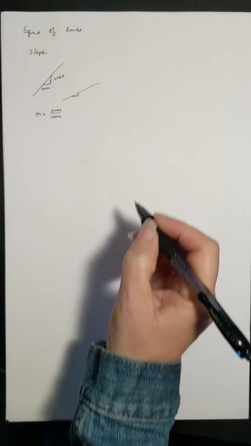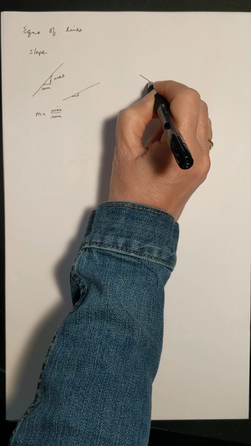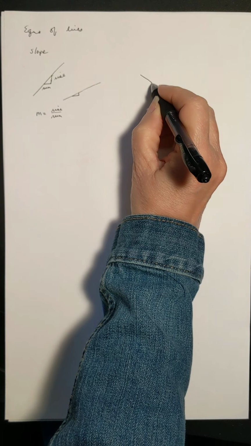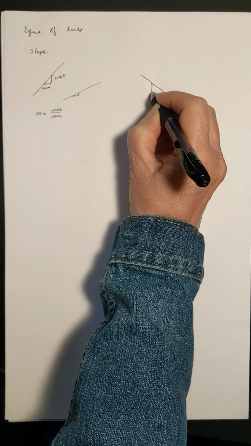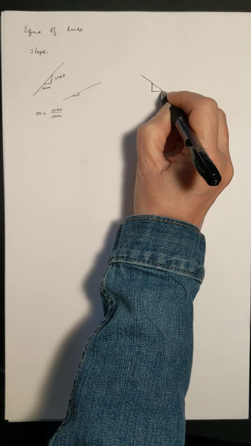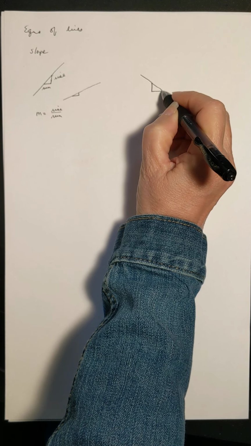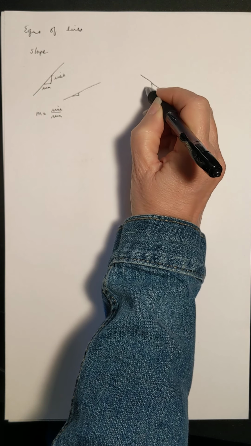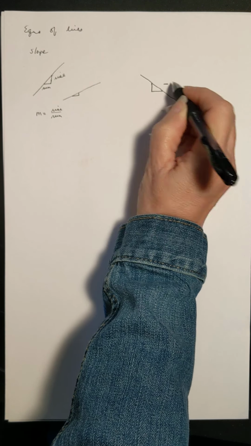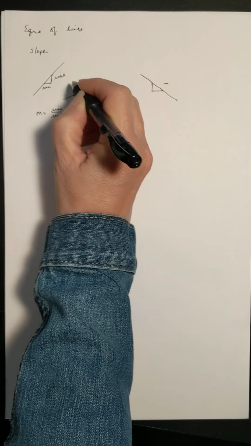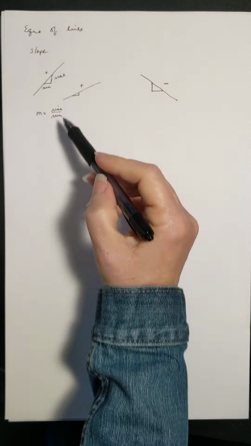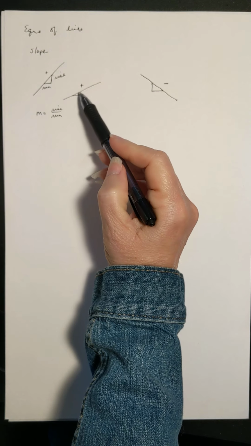All right. Now notice that if I have a slope that's going down as I go from left to right, then the rise would be negative and the run would be positive. Or I could do the other way around. I could say the run is negative and the rise is positive. But regardless, this is going to be a negative slope, whereas these two are both positive slopes. So as you go from left to right, if it goes up, it's positive. If it goes down, it's negative.